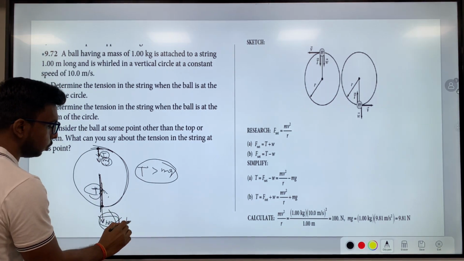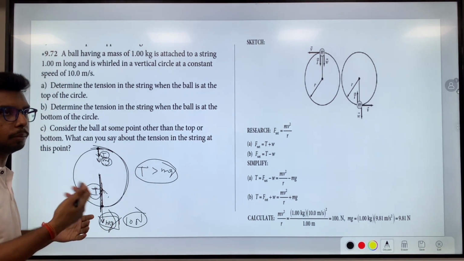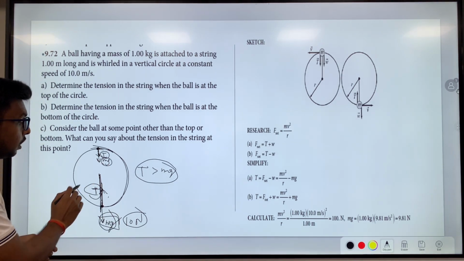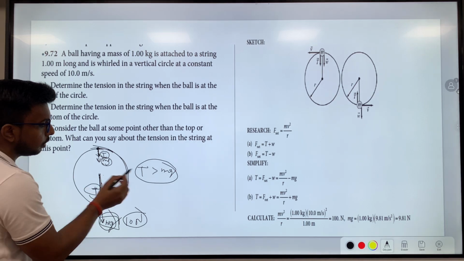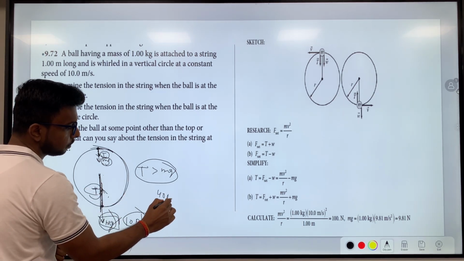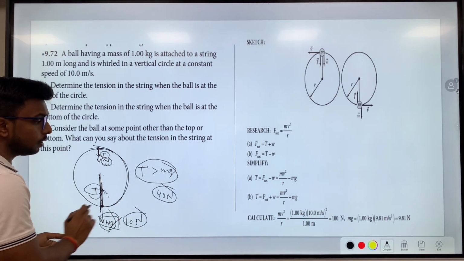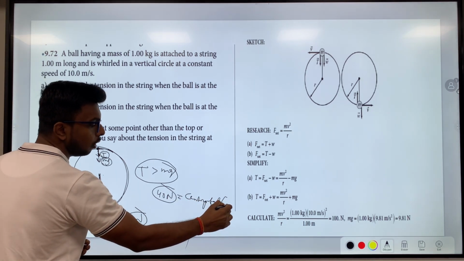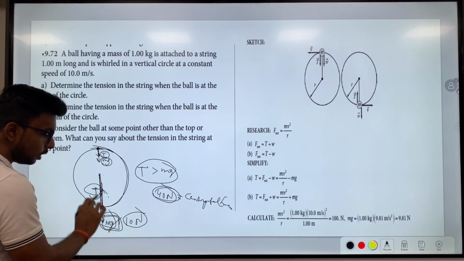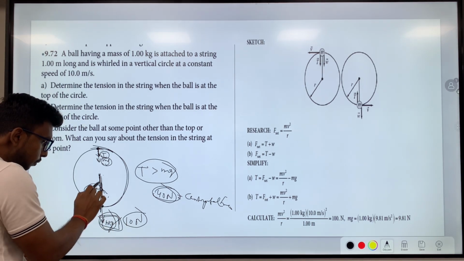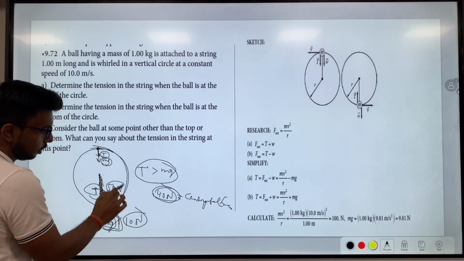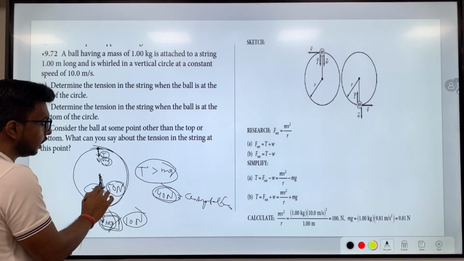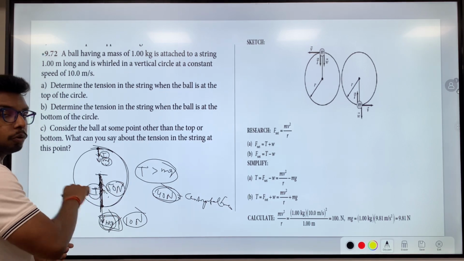Imagine mg is 10 newtons. Let's talk numbers. It will be 10 newtons here also. To keep this in the circle, let's say the force requirement is 40 newtons. Let's assume this is the centripetal force required to keep this in the circle. Now, if mg is 10 newtons in the opposite direction, tension would have to be 50 newtons, so that 50 minus 10 comes out to be 40, and 40 newtons acts towards the center so that it can move in the circle.